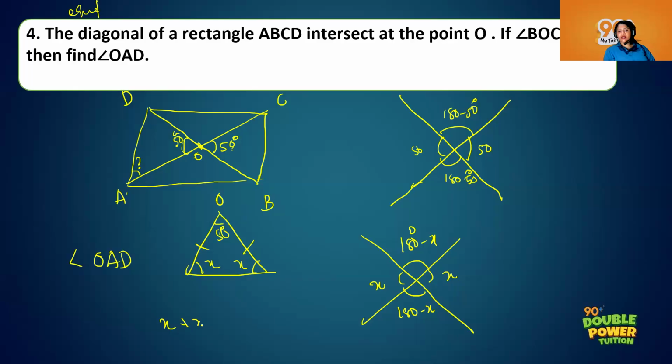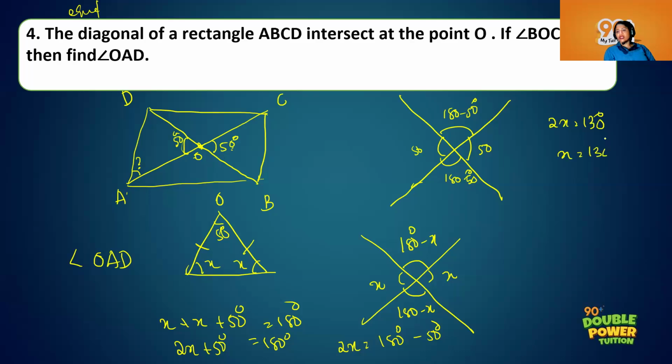So x plus x plus 50 degree is equal to 180, because the sum of the interior angles of a triangle is 180. That is 2x plus 50 degree equals 180 degree. So 2x equals 180 minus 50, that is 2x equals 130 degree. So x is 130 degree by 2, that is 65 degree. So this is 65 degree each. The same question I asked you to do previously, and still you made a mistake.